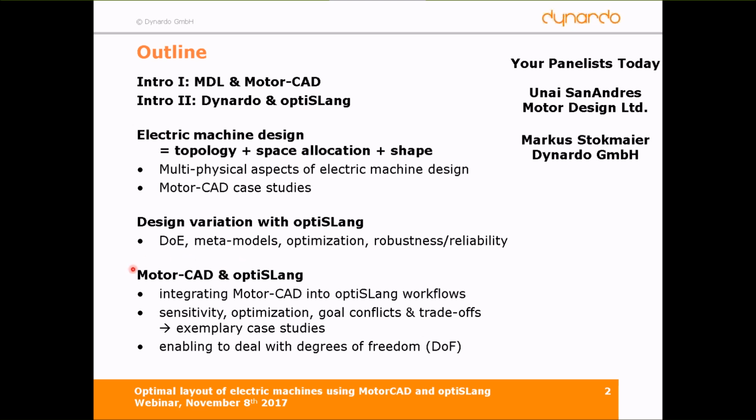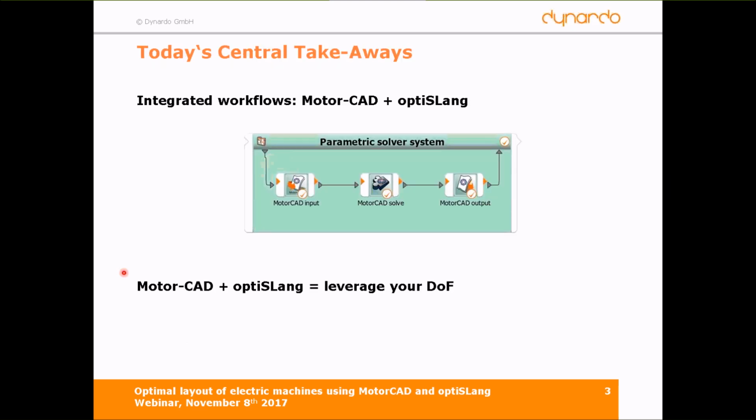And then we're going to look at the most important thing tonight, and that's the connection between MotorCAD and optiSLang. MotorCAD is a fast solver for electromagnetics and thermal behavior of electric machines, or performance maps, and optiSLang can drive a variation study, analyze the statistics of variation studies, apply the meta-model-based sensitivity analysis, or run optimizers. These are the two central takeaways I tell you already right here.